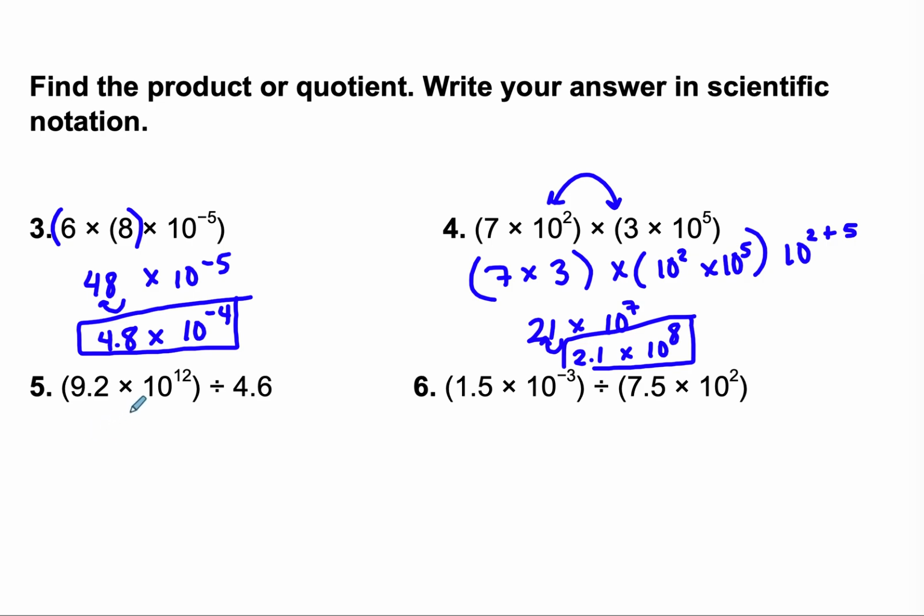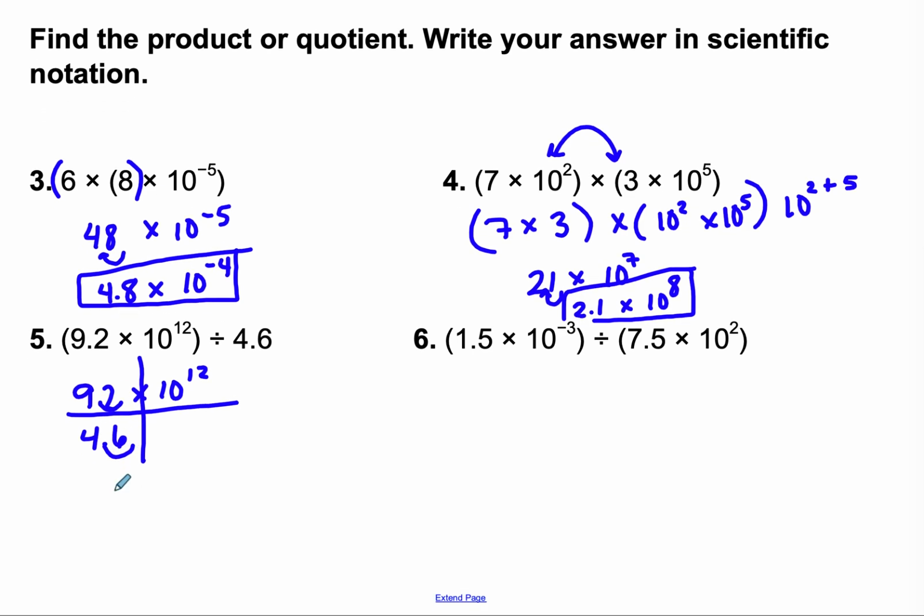9 and 2/10 times 10 to the 12th divided by 4.6. Okay, let's see. 9.2 times 10 to the 12th divided by 4.6. So if I divide it here, I have 9.2 divided by 4.6. Remember when we're dividing and our second number is a decimal, we need to move the decimal places over. Okay, I now have 92 divided by 46.